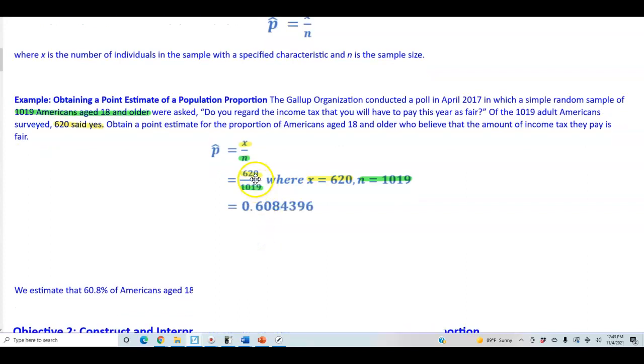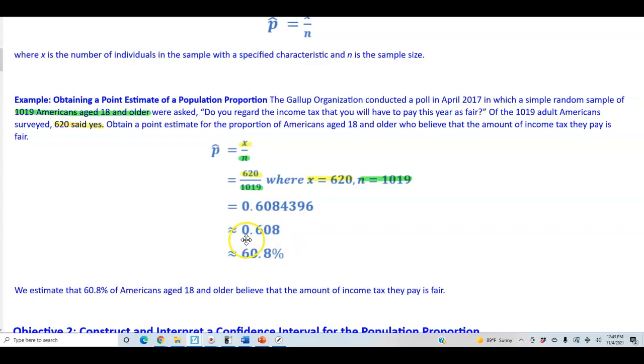So now when we take 620 and divide it by 1019, we get 0.6084396. Then we round it to approximately 3 decimal places. So we round it to 0.608, which becomes 60.8%. Therefore, we would estimate that 60.8% of Americans aged 18 and older believe that the amount of income tax they pay is fair.